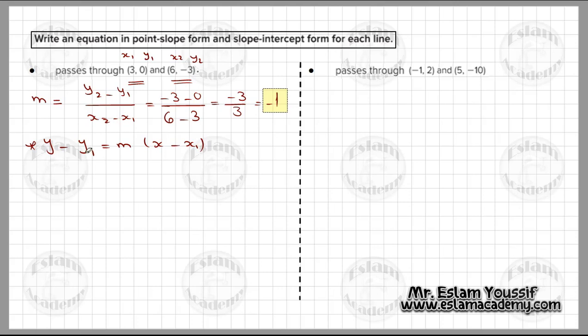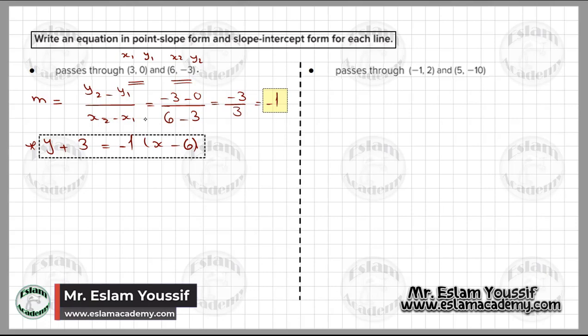Now, instead of y1, we will just replace it with negative 3. Y minus negative 3 will be plus 3. The slope is equal to negative 1, so just replace m with negative 1. And x is equal to positive 6 because we choose the second point, so it will be x minus 6. So the equation in point slope form will be y plus 3 equals negative 1 multiplied by x minus 6. If you choose the first point, you will find the same answer.